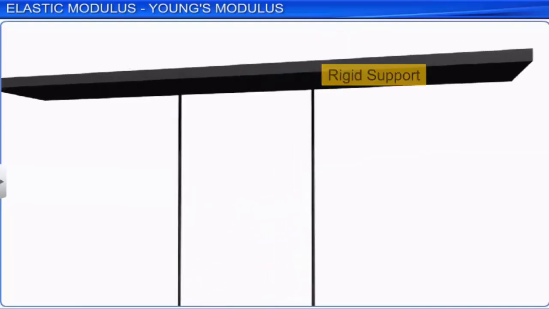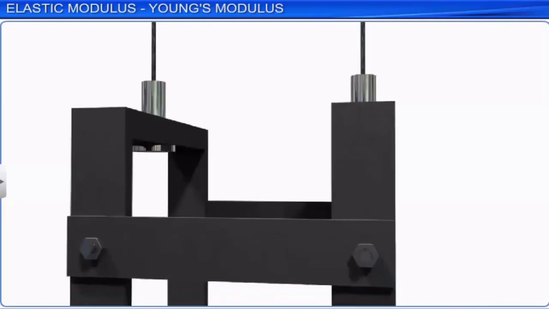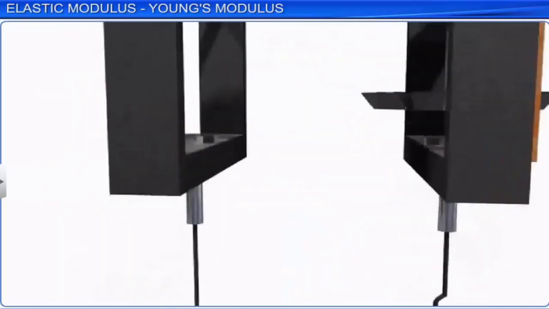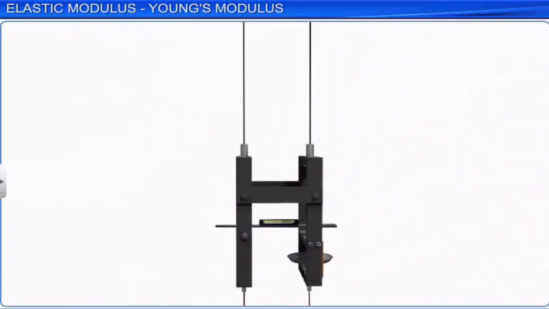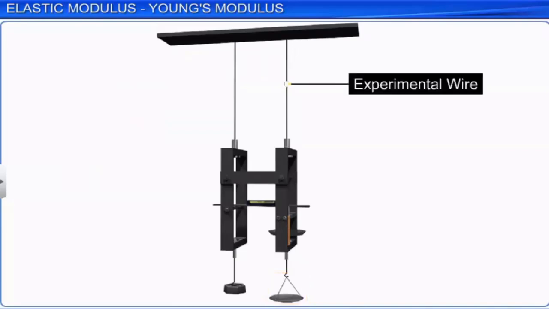From the lower end of the other frame hangs a pan that can be used to apply different loads to the wire. This wire is called the experimental wire. The original length of the experimental wire is measured using a meter rule. The radius of the experimental wire is measured at different places using a screw gauge. The area of cross-section of the wire is calculated as the product of pi and square of the average radius of the wire.